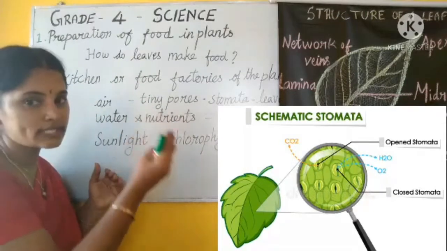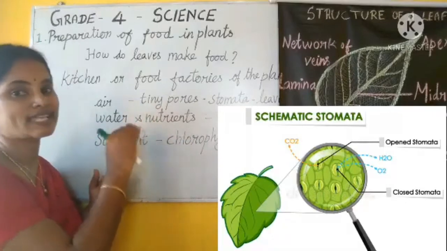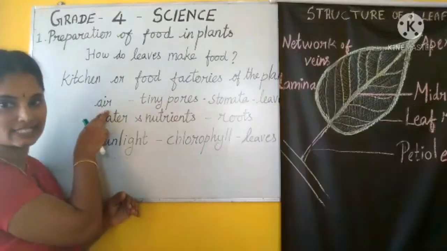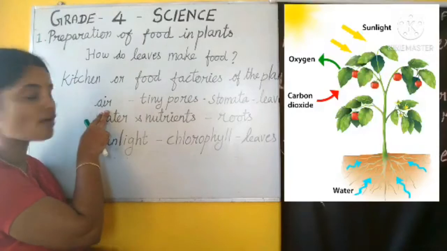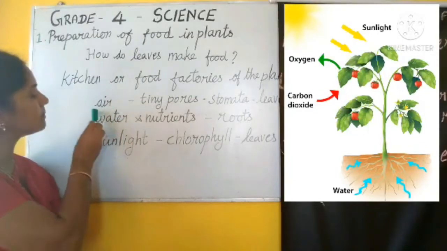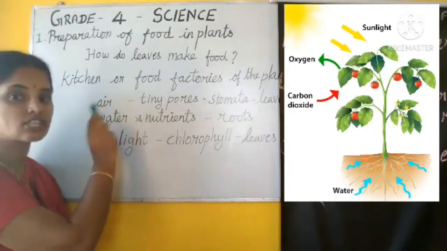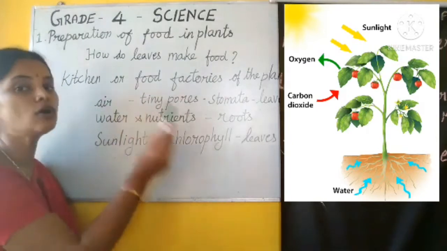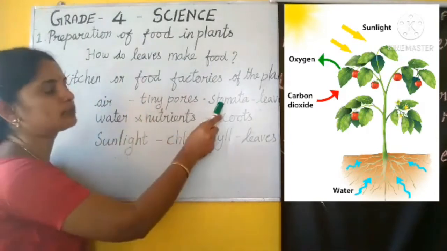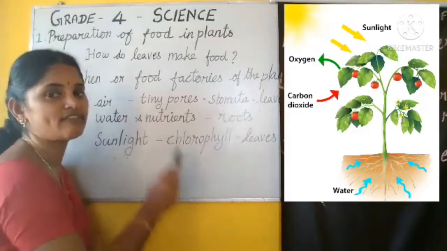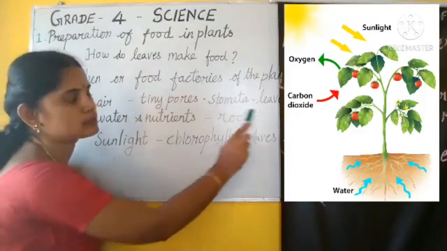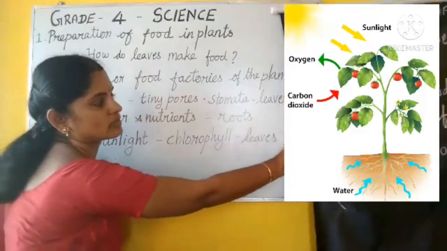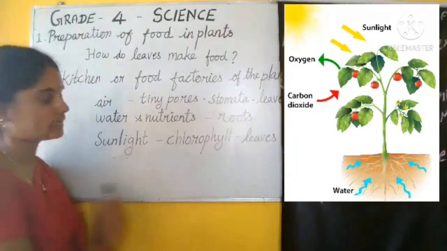Clear? So what happens through those pores? Exchange of gases. Air is the mixture of many gases. So exchange of gases happens through the pore. That pore's name is stomata. Where is the pore present? The pore is present in the leaves.